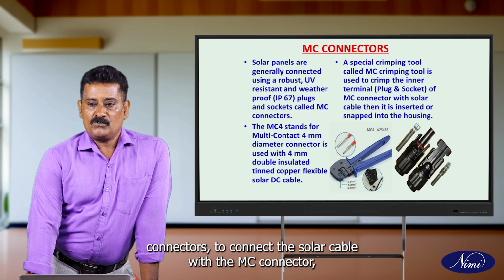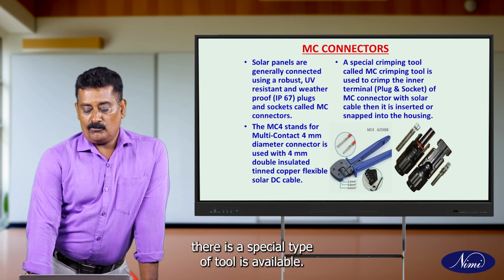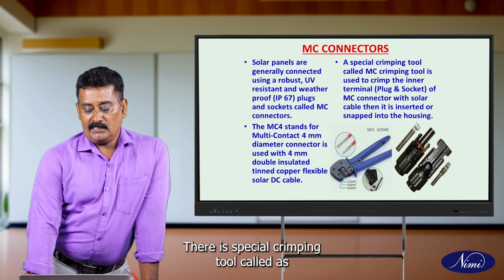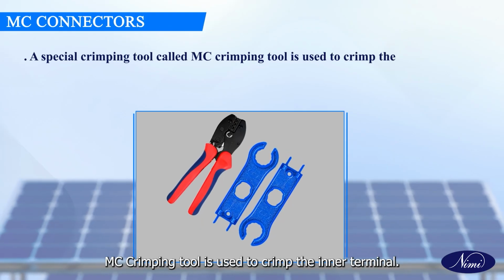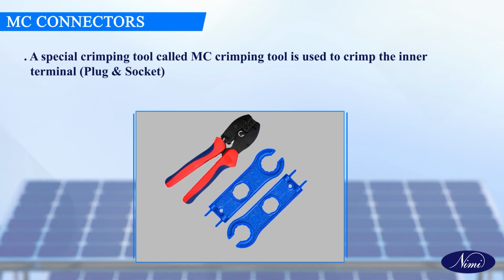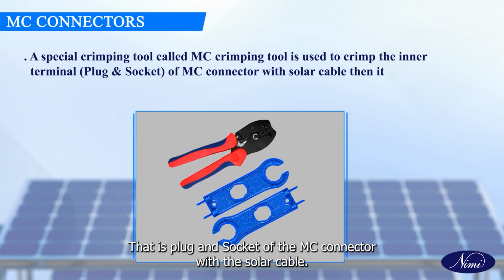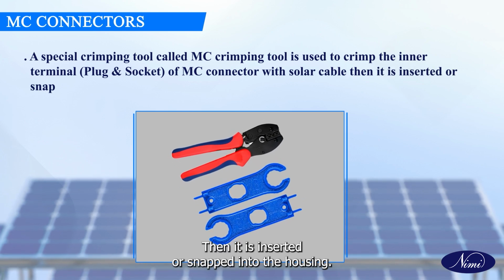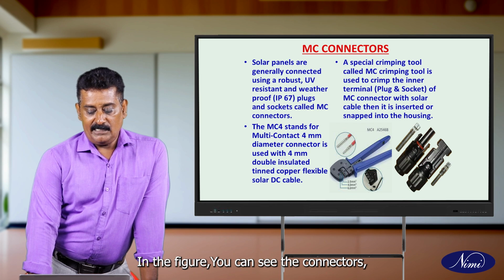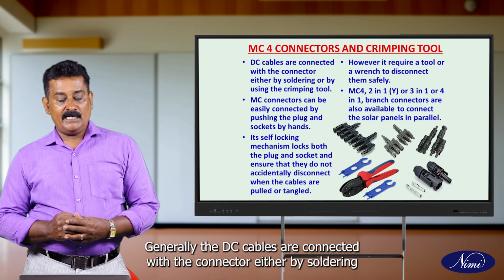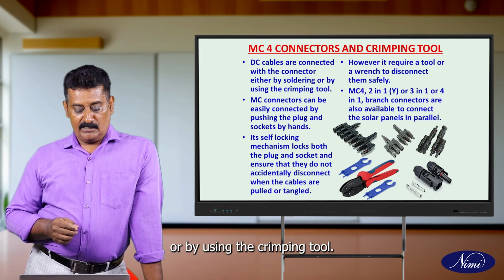To connect the solar cable with the MC connector, there is a special type of tool available, that is special crimping tool called as MC crimping tool, used to crimp the inner terminal, that is plug and socket of the MC connector with the solar cable, then it is inserted or snapped into the housing. In the figure you can see the connectors. Generally the DC cables are connected with the connector either by soldering or by using the crimping tool.